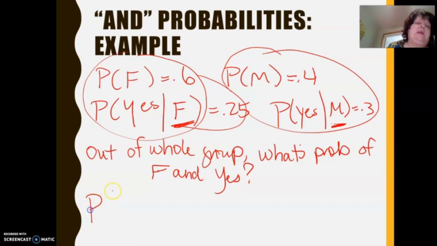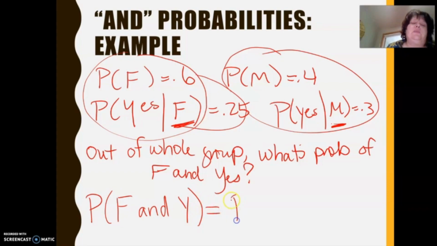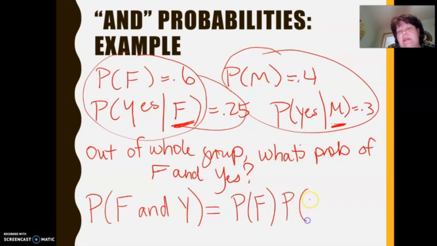So what's the probability of female and yes? Well, using the multiplication rule, you could look at the females first, because we have that probability, P of F. And then given the females, you look at the yeses. So yes out of females. So you pull out the females, then here is the subgroup and find the yes.